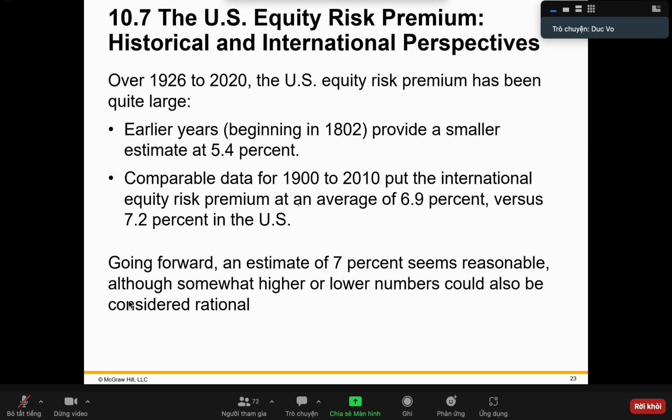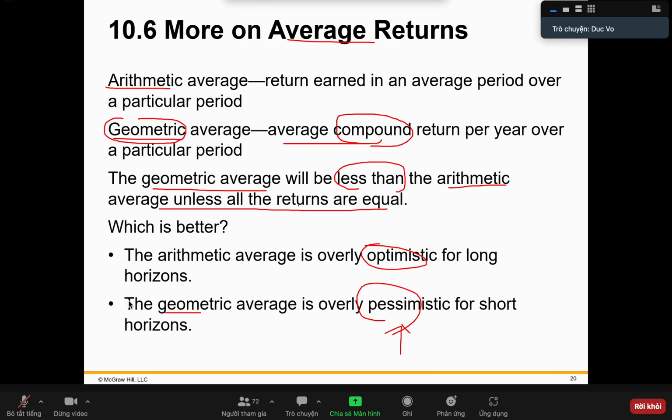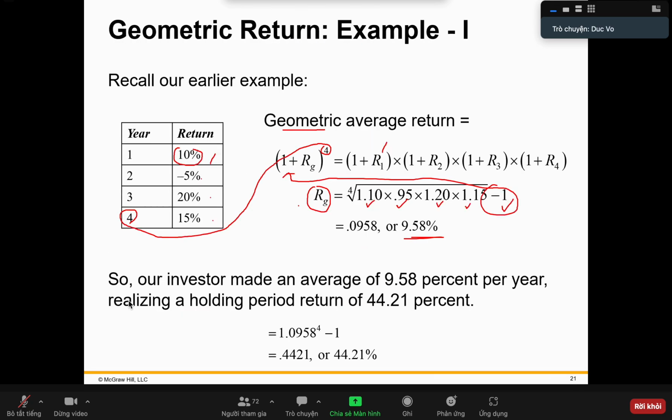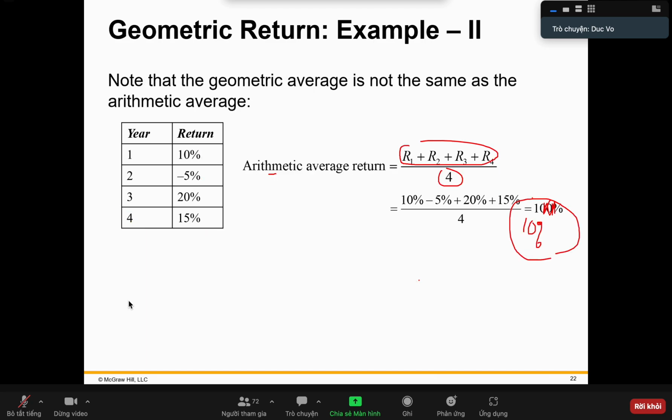Đấy. I tell you from here, in our calculation, geometric average 9.58, trung bình nhân 9.58, arithmetic average trung bình cộng 10. So clearly it confirms what we just discussed. The geometric average is less than the arithmetic average, trung bình nhân cho kết quả thấp hơn trung bình cộng.